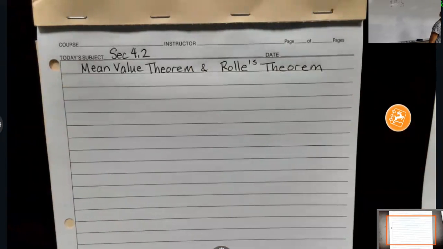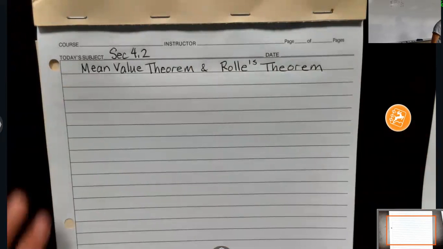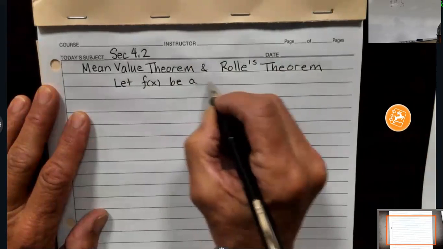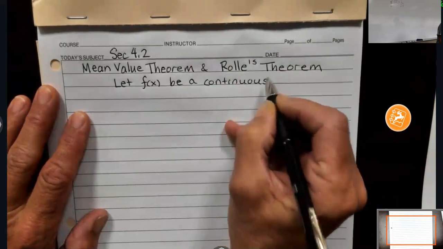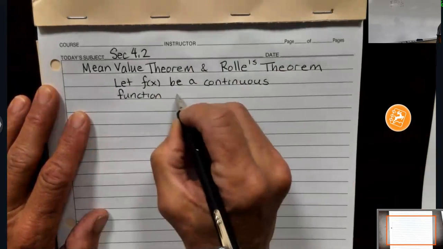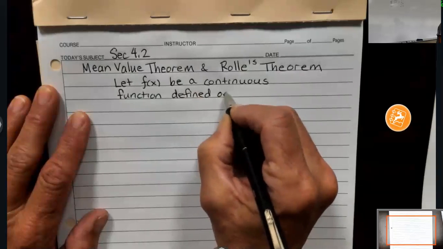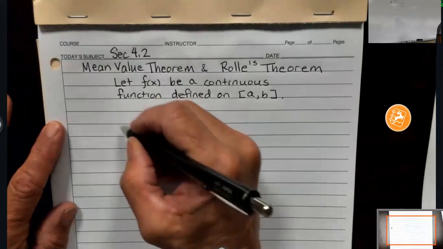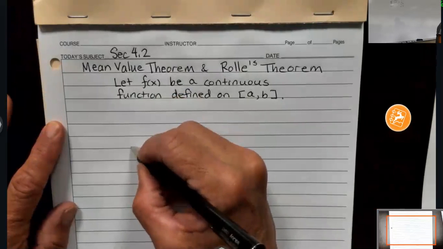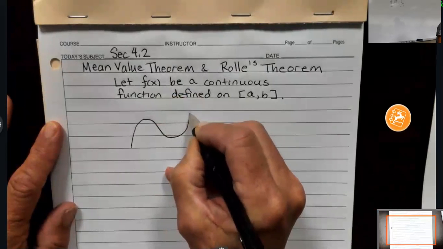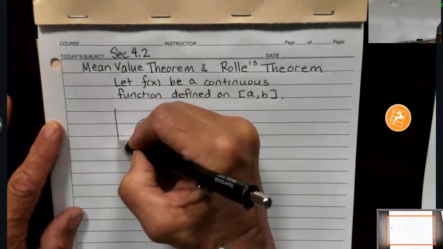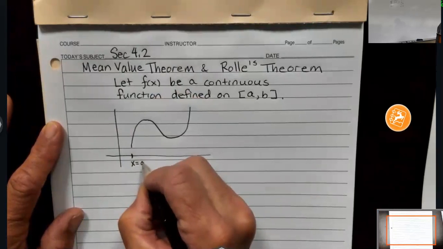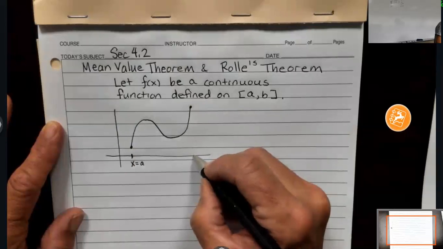But both of them deal with a continuous function defined on some closed interval. So let's denote my continuous function as f of x, on some closed interval from a to b. So I'm going to draw you one. There's our continuous function. Let's say that this is at x is equal to a, and this other endpoint occurs at x is equal to b.